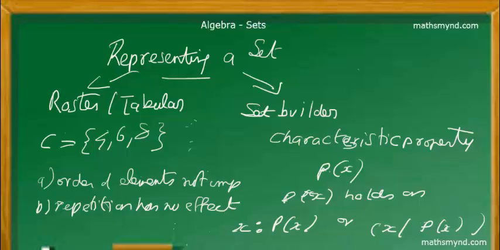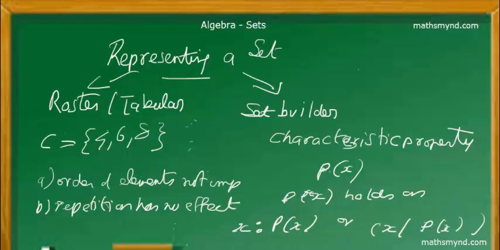Now, coming to the set builder form, which in a manner is more important in the sense that the characteristic property of the elements is given a key importance. That is, when we are choosing an arbitrary element, which we call x, the property of the element, p of x, is such that the property holds on. That is, the selection of the elements for a given set is based on the criteria of its property. Because the property is holding on, we are choosing the elements. That's the meaning of it.